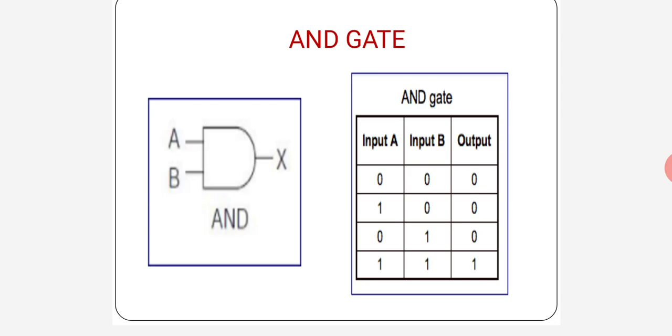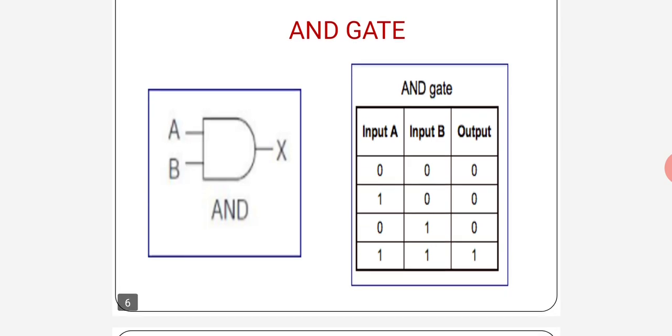Okay, so here we have 0101, and input B will have 0011. Now look at the output. Because it's an AND gate, we have 0 and 0. It's just like when you are doing multiplication. 0 and 0, the output gives you 0.